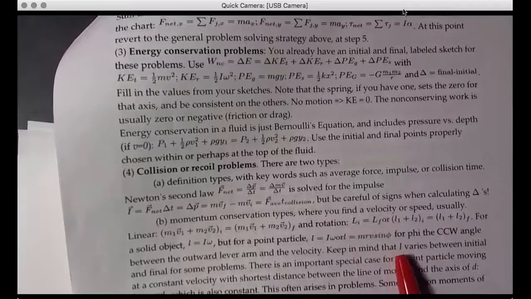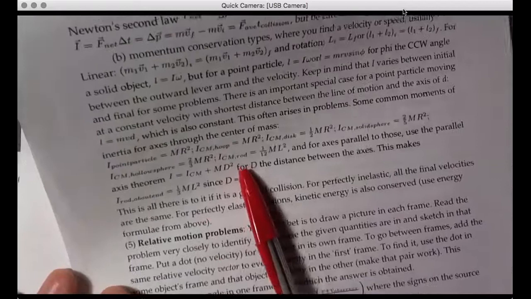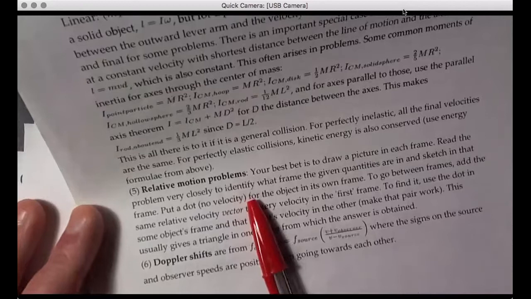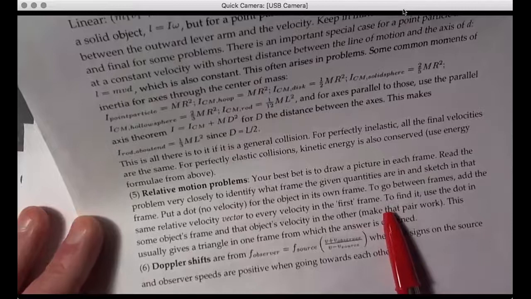Okay, and so the moments of inertia, parallel axis theorem, we did. Relative motion problems. Your best bet is probably, now this one says draw a picture in each frame and draw the arrow in between. That's a graphical way of doing it. It's pretty good. But just writing down that equation that we always have is another good way to do that.